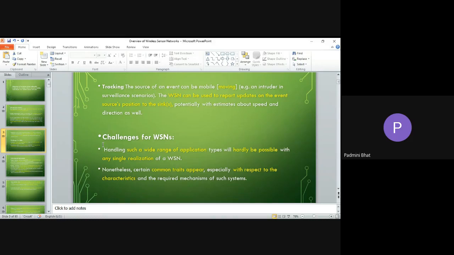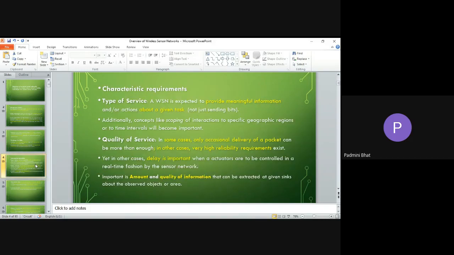Then what are the challenges for wireless sensor networks? Handling such a wide range of applications is hardly possible with any single realization. That's why I said later we will see what these wireless sensor nodes are. Nodes include many other entities because it is difficult to manage with a single entity. Certain common traits appear, especially with respect to the characteristics and the required mechanisms of such a system. So that is also a challenge.